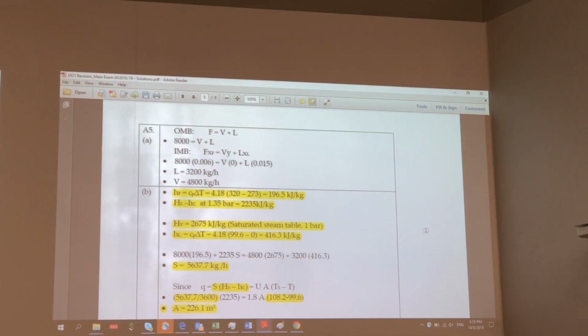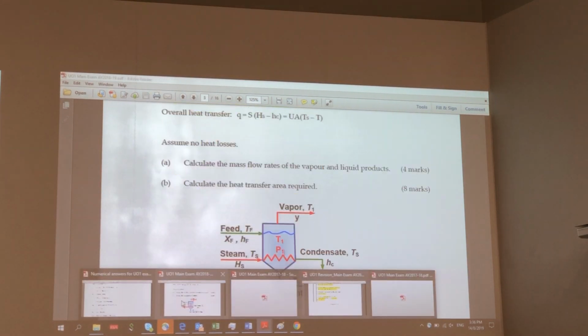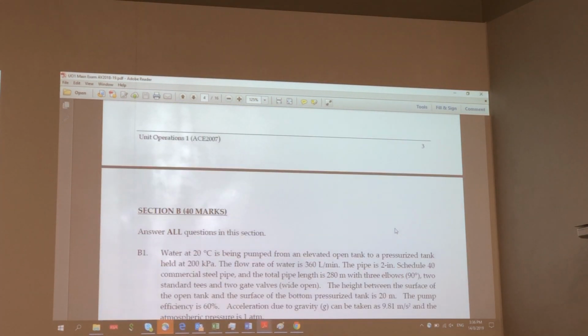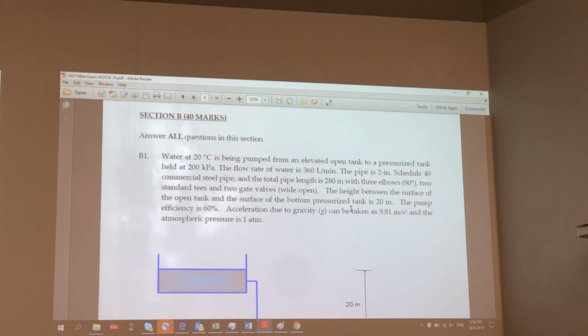So for section A, there will be 5 questions. Each question is 12 marks, so total will be 60. Then section B, there will be 2 long questions. Usually B1 will still be this type of question, friction loss, then to find out the power needed for the pump.